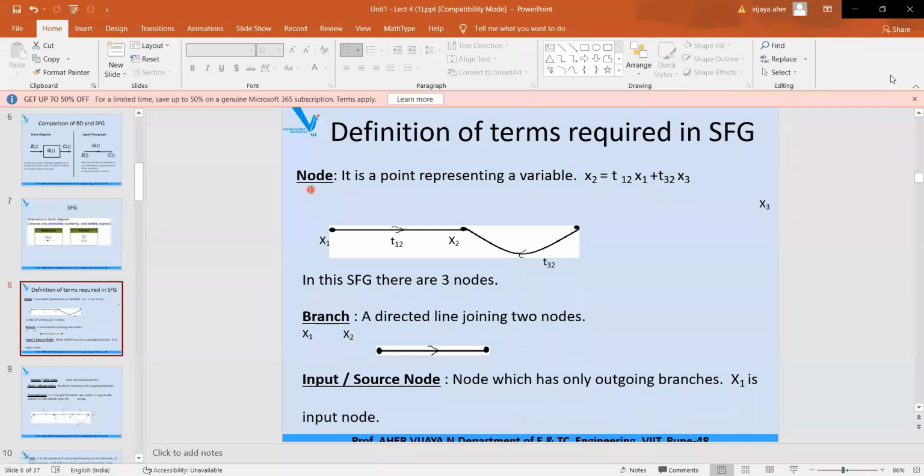आता बघा. Node, first term is node. So what is this node? It is a point representing a variable. Simple. Node म्हणजे काय? एक पॉइंट आहे की जो तुमचा व्हेरिएबल डिनोट करतो किंवा रिप्रेझेंट करतो. दॅट्स इट. फॉर एक्झाम्पल x2, हा एक पॉइंट आहे माझा, हा नोड आहे x2. सो हा माझा व्हेरिएबल डिनोट करतोय. सो आय एम गोइंग टू राईट दिस x2. बघा x2 ला एक एरो येतोय फ्रॉम x1 इन दिस डायरेक्शन. ओके, x2 ला दुसरा एरो, दुसरे सिग्नल येतोय फ्रॉम दिस पॉइंट in this direction.